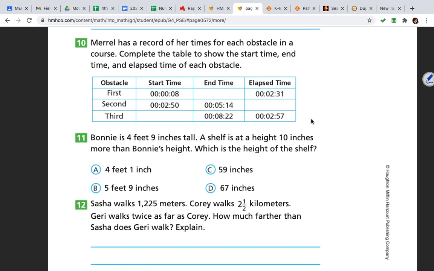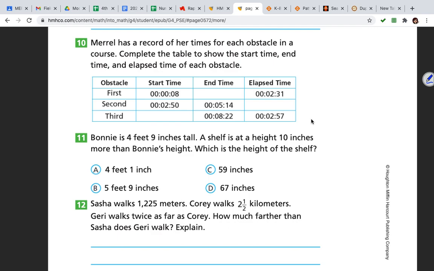All right, let's look at number 10, 11, and 12. Number 10, Meryl has a record of her times for each obstacle in a course. Complete the table to show the start time, end time, and elapsed time of each obstacle. So, her first obstacle, she started at 8 seconds, and she had an elapsed time of 2:31. So this is what time she started and ended.